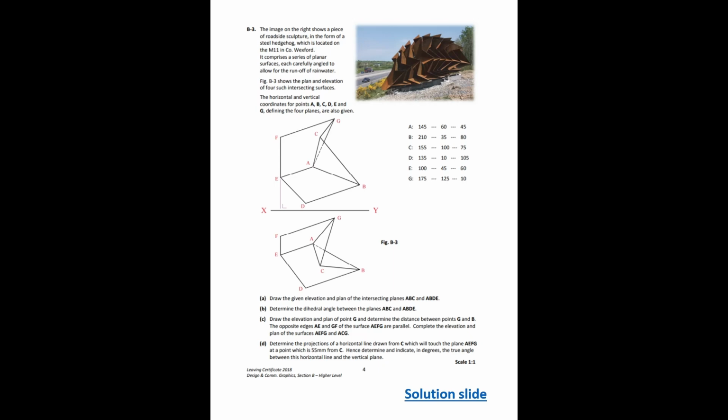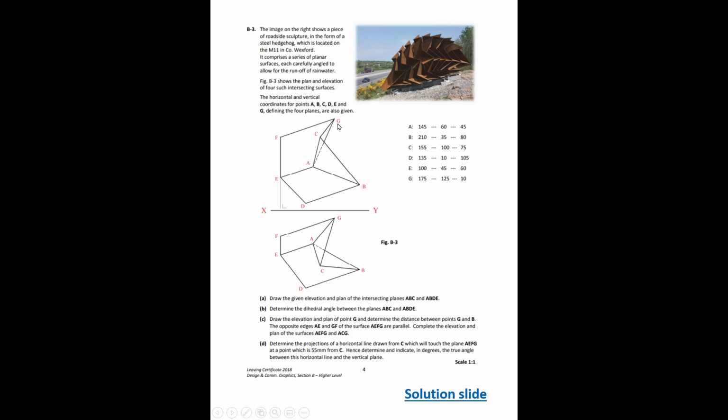So the image on the right shows a piece of roadside sculpture in the form of a steel hedgehog. That's the steel hedgehog right there, which is located on the M11 in County Wexford. It comprises a series of planar surfaces. So straight away we know that's what the question's going to be about, planar surfaces, each carefully angled to allow for the runoff of rainwater. Figure B3 shows the plan and elevation, so that's figure B3 right there.